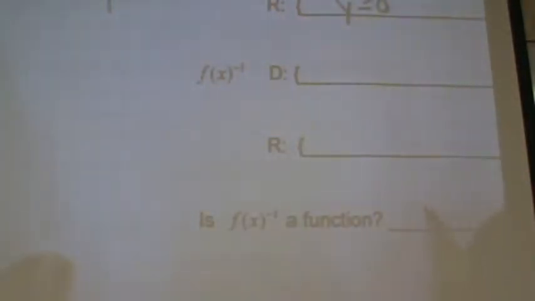Since this does not pass the horizontal line test, it's not 1-to-1, its inverse will not be a function, so you'd write no. So how do you find the inverse of this? You're going to switch x and y. You're going to take the square root of both sides. You're going to write plus or minus, and then add 2. Now, since the original was not 1-to-1, you can't write f negative 1 of x. So your answer to the rule for this would be y equals plus or minus root x plus 2.